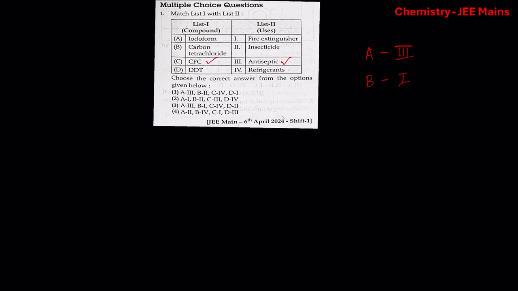CFC. CFCs are used as refrigerants. So compound C matches with the fourth option. And then last, DDT. DDT is used as an insecticide. So D matches with 2. So the correct answer is A3, B1, C4, D2. Option 3.